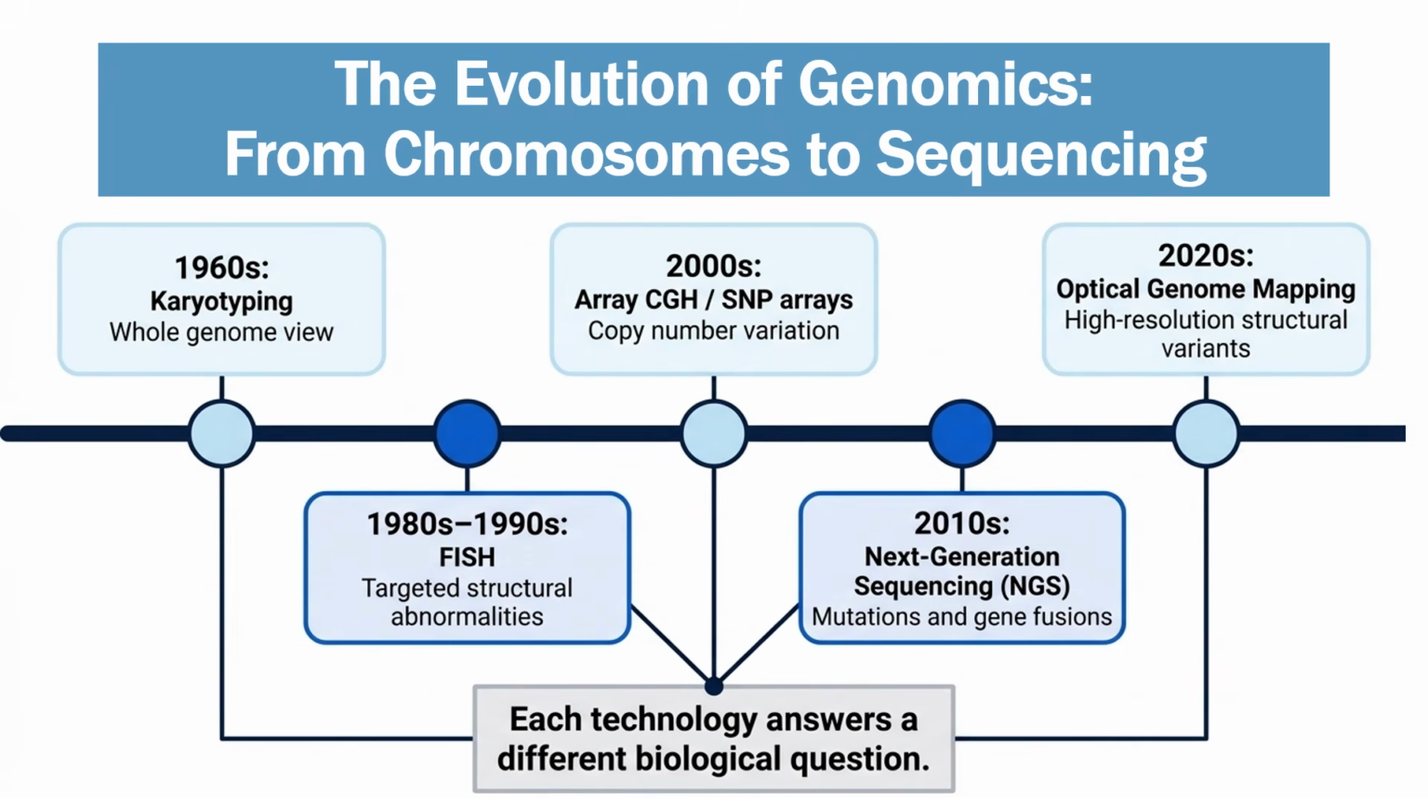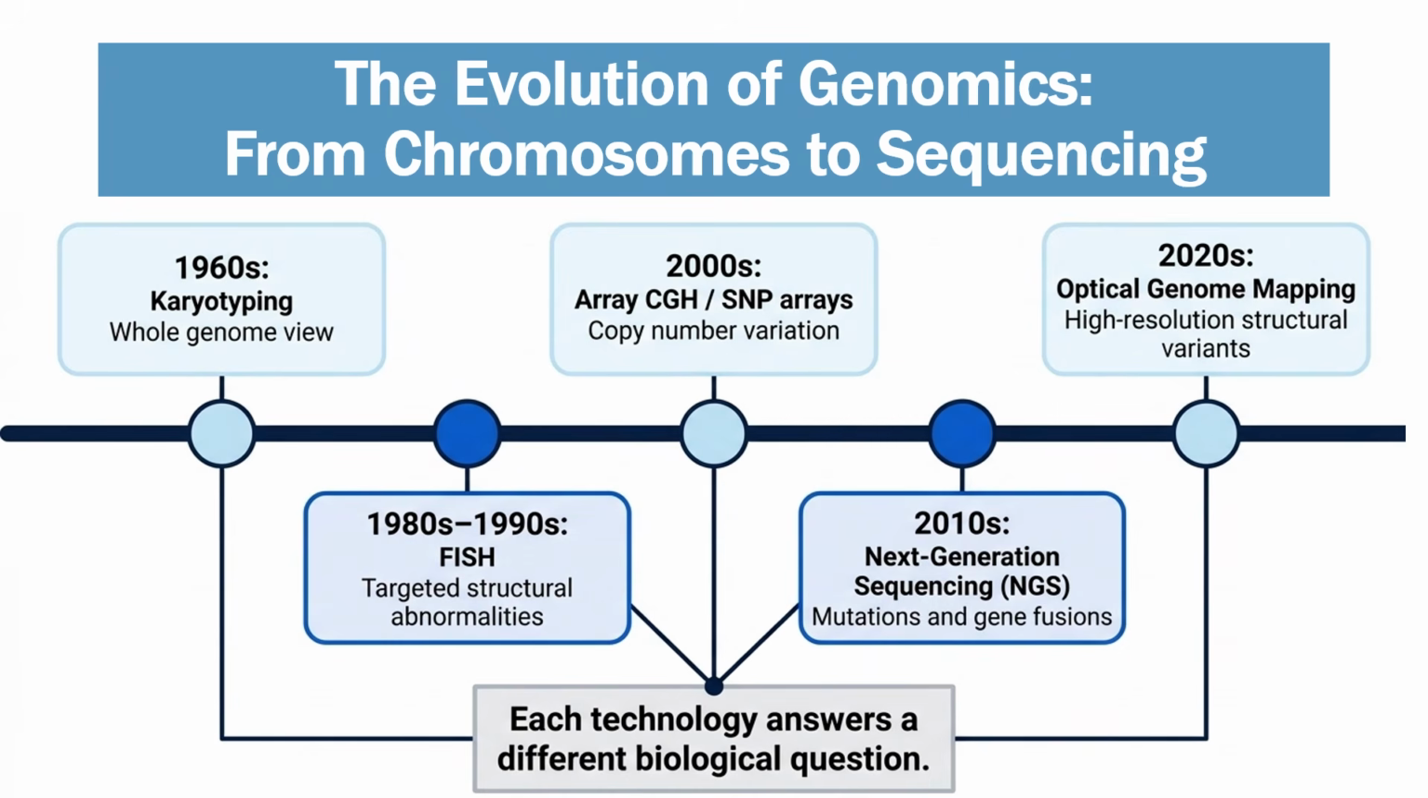Let us now look at how genomics evolved. In the 1960s, when karyotyping was started, we looked at the whole genome view. We looked at the number of chromosomes, whether there were translocations in the chromosomes, and it gave us an overall view of whether the chromosomes were normal or abnormal.